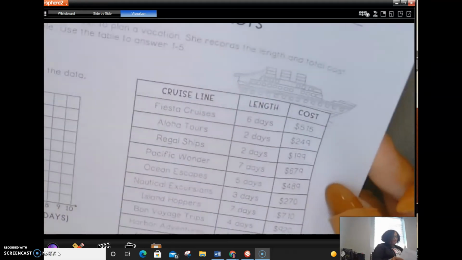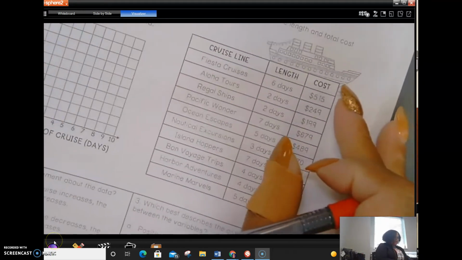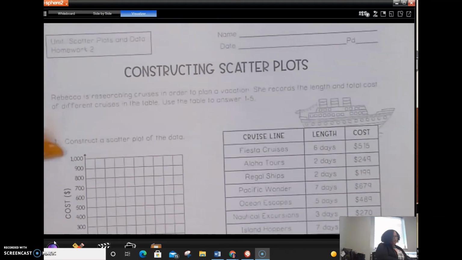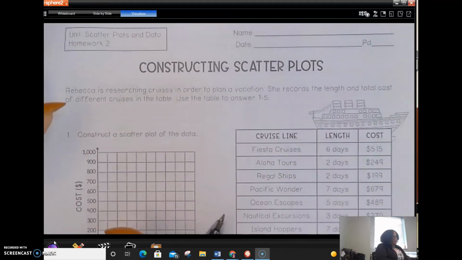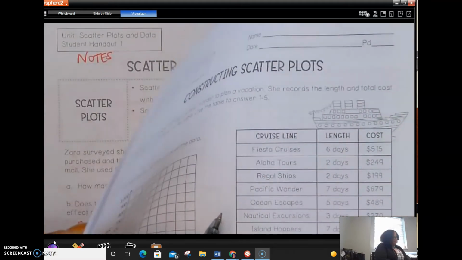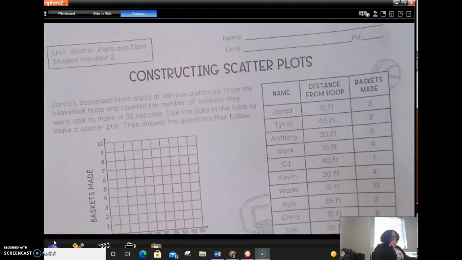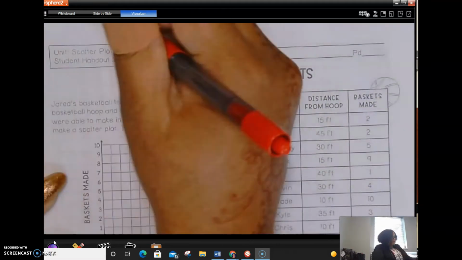So we are constructing scatter plots, meaning we are making points. Oh, you know what? I need to do the notes first. My bad. Notes first. Okay, so constructing scatter plots. These are the notes.